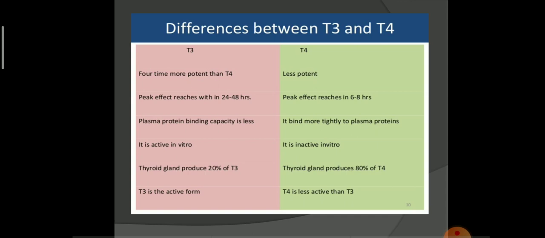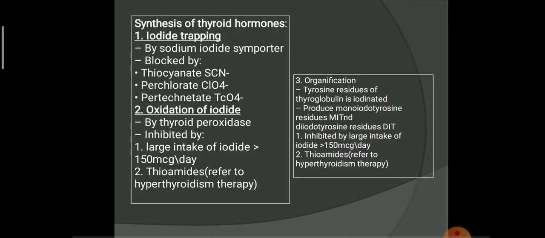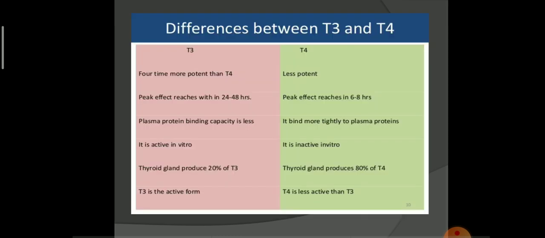Okay, now we'll discuss what T3 and T4 are. T3 is biologically active, whereas T4 is biologically inactive. T3 is active in vitro, and T4 is inactive in vitro. Okay, and T3 is more potent than T4. T4 is less potent.